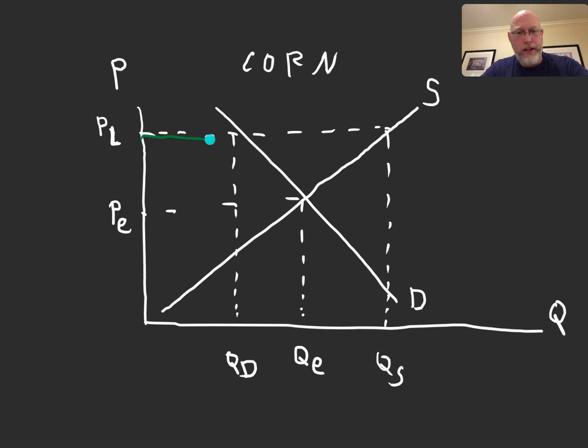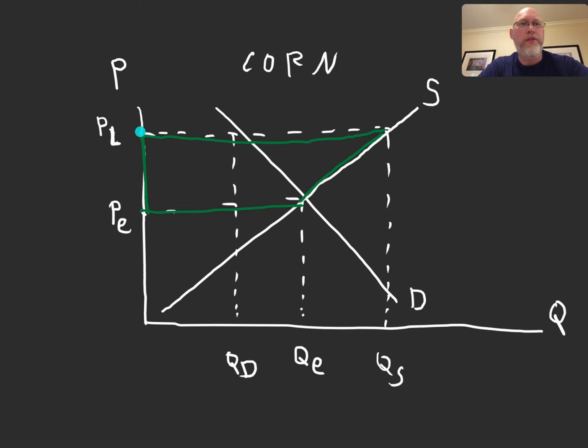We have this green area here, that is the change in the producer surplus. This is the gain that the producer got from this policy. And remember, a change in producer surplus is exactly equal to a change in profit. This is more profit for our corn farmers.